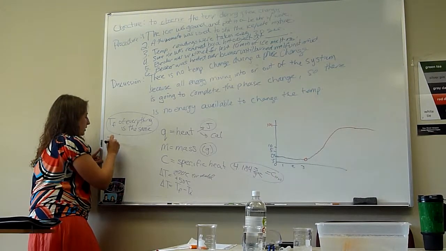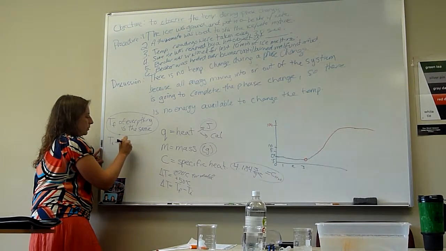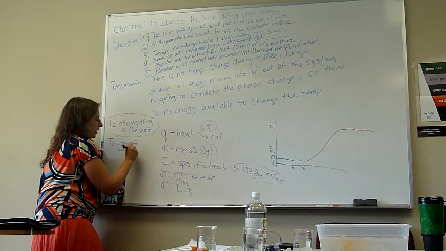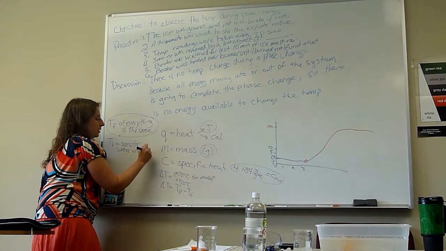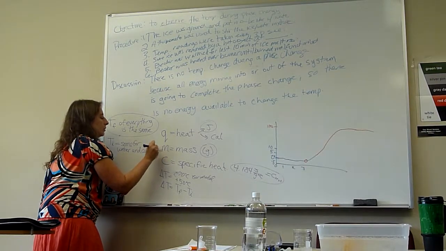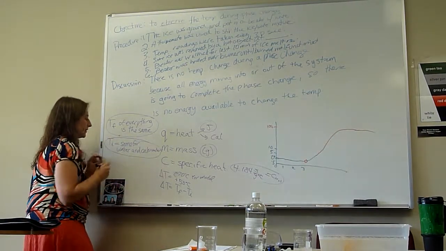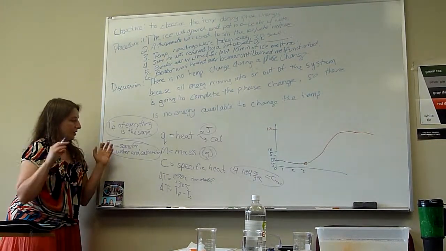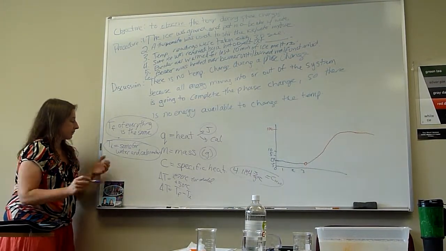T initial is the same for water and the calorimeter. Water and the calorimeter are always going to have the same temperature readings as each other. The metal is the same as they are at the end of the experiment.